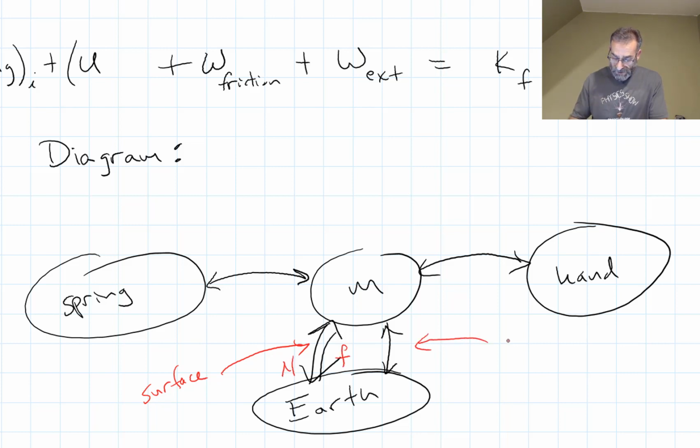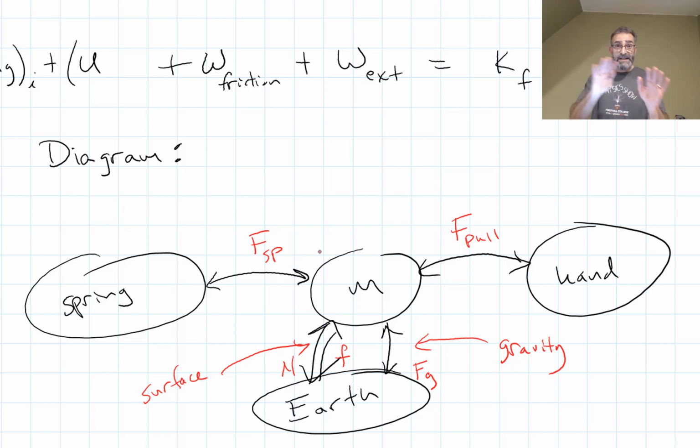This one is gravity, and I'll write F sub g there. This one is our pulling force, and this one is our spring force. So those double-sided arrows represent an interaction. The mass is exerting a force on the spring, and the spring is exerting a force on the mass. The Earth is exerting a force on the mass through gravity, and the mass is exerting a force on the Earth through gravity. So these double-headed arrows.